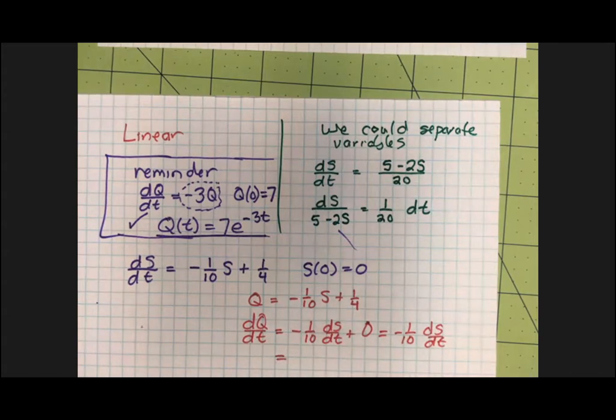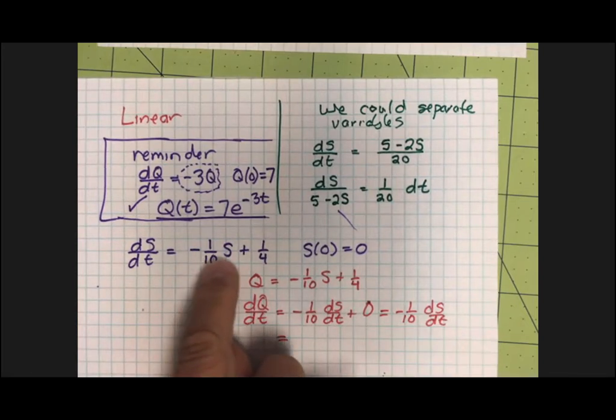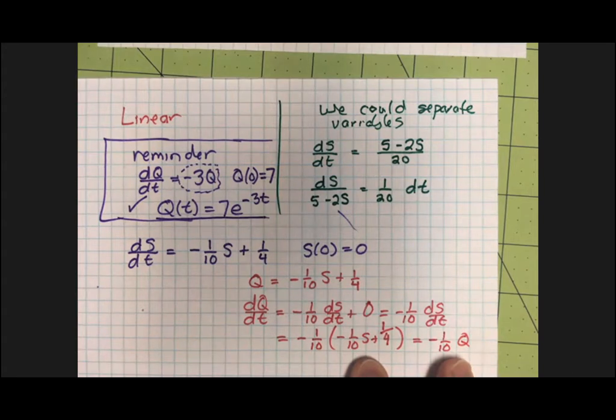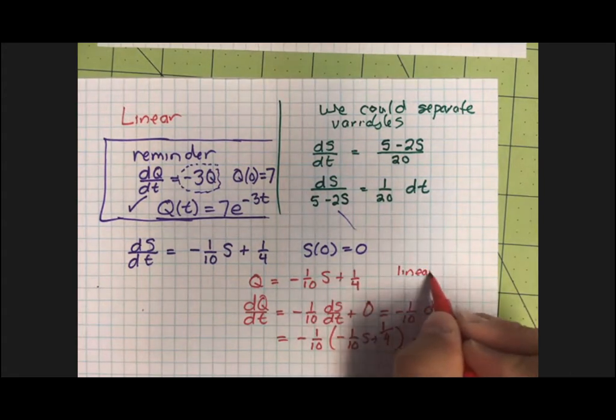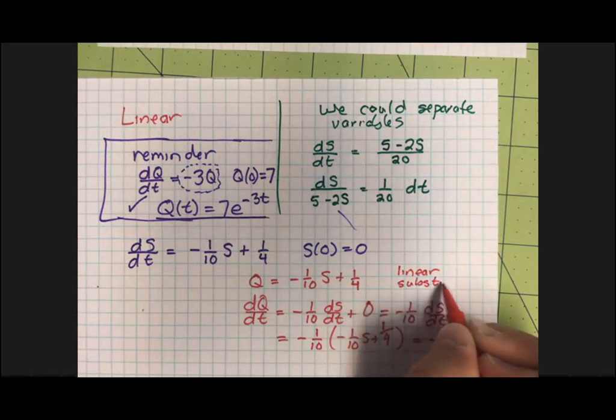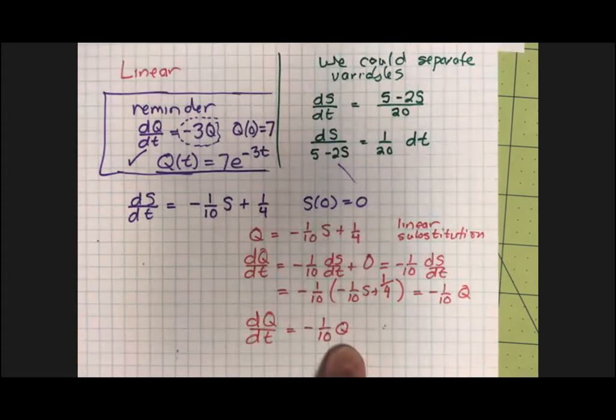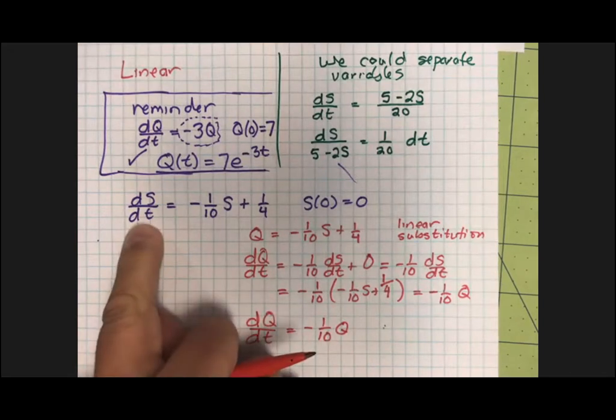But now look at the payoff. Ds dt is minus 1/10 s plus 1/4. So this is minus 1/10, fill in ds dt right here, minus 1/10 s plus 1/4. But that is minus 1/10 q. This is a linear substitution I'm making. Linear substitutions. If you think backwards through all the fog, that was one of the first substitutions you learned in calculus when you're doing integrals. So now I have a problem that says what? dq dt is minus 1/10 q.